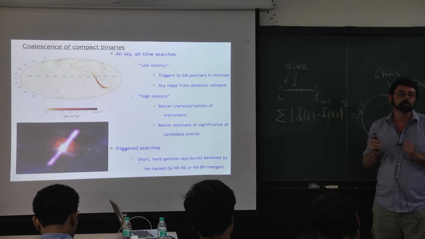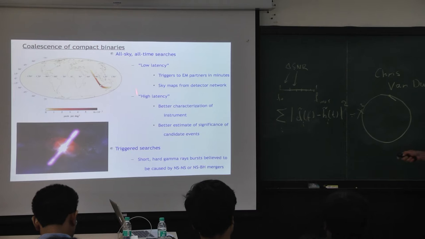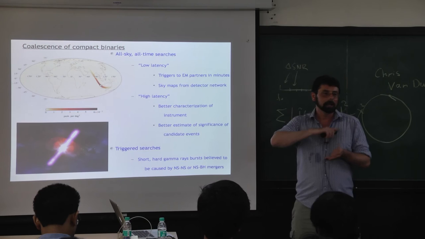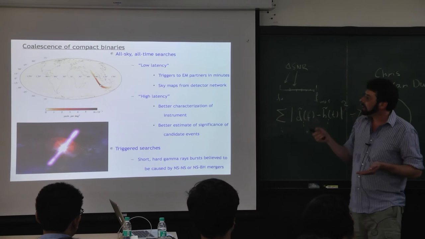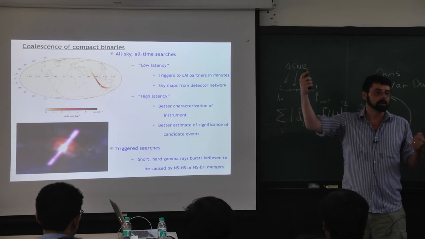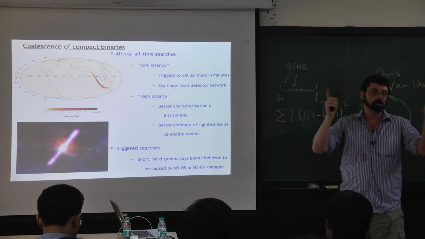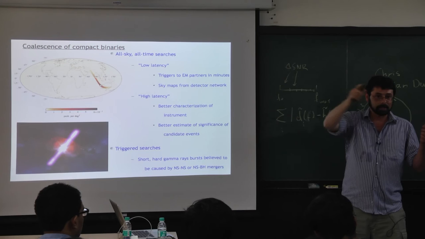So then, even the all-sky, all-time searches are divided into two kinds. You have the low latency searches, where we try to get triggers, I'm not going to call them detections, to electromagnetic astronomers on the order of a minute, let's say. And you also construct a crude sky map from your detector network, because if you have detectors that are widely spaced on the Earth, then the signal will first hit one detector, then the next one, and then the next one. So just these different times of arrival already allow you to triangulate. Also, the different phases with which the signal arrives in the three detectors can be folded in, and you can arrive at a very crude sky map, and they will be crude.